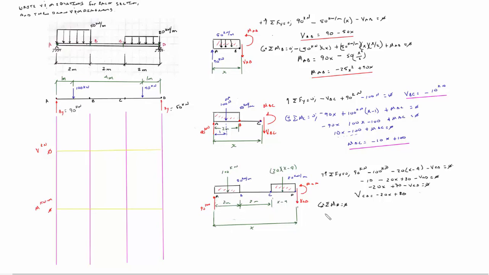Starting over here again, I'm going to have a negative 90x. Here I'm going to have a positive 100. And now this distance again is 1, right there. So this is going to be x minus 1. The next one is going to be this point load here, which is going to be also a positive 20x minus 4.